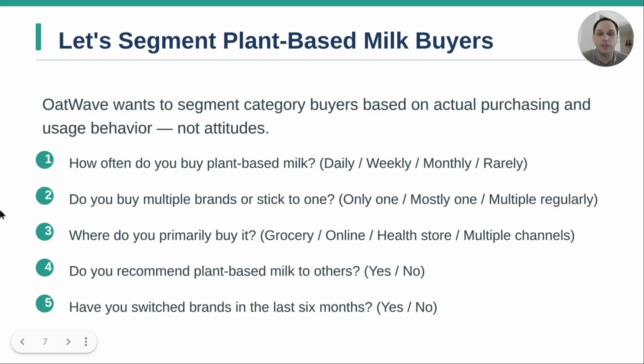Let's apply this to a concrete scenario. Oatwave is a plant-based oat milk brand that wants to segment category buyers based on their actual purchasing and usage behavior, not attitudes or preferences, but what they actually do. They design 5 categorical questions. First, how often do you buy plant-based milk? Daily, weekly, monthly, or rarely? Second, do you buy multiple brands or stick to one? Third, where do you primarily buy it? Fourth, do you recommend plant-based milk to others? And fifth, have you switched brands in the last 6 months? Those 5 questions, with their discrete answer categories, are input to LCA.